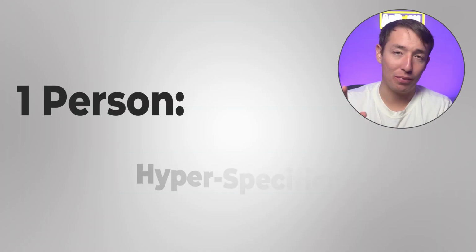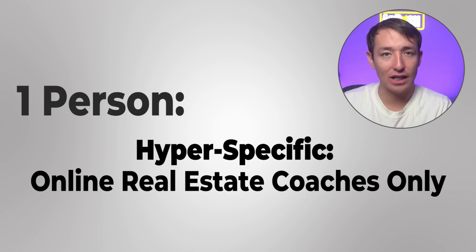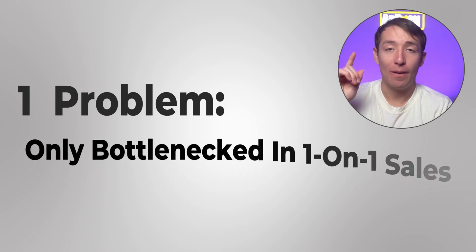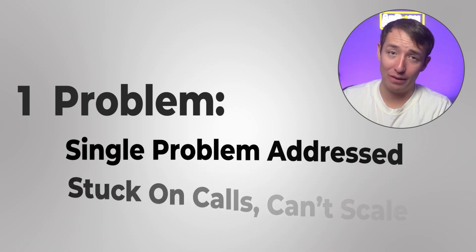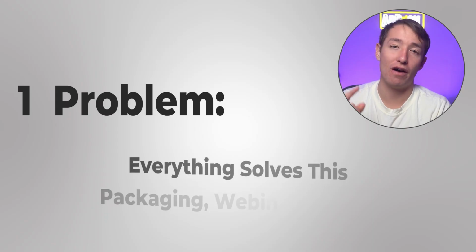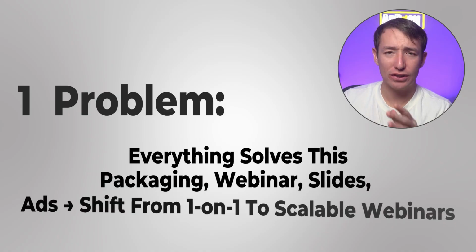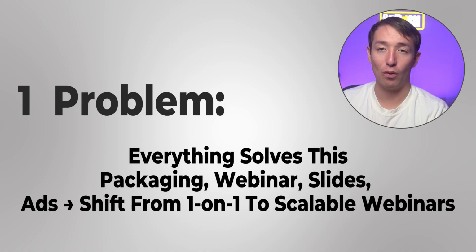This ad is a one person, one problem because the one person is a hyper-specific target, which is online real estate coaches, not just real estate professionals, but specifically online real estate coaches. And the one problem focuses only on being the bottleneck doing one-on-one sales, right? The entire ad addresses the single problem. They're stuck doing one-on-one sales calls and can't scale. Everything mentioned, your offer packaging, your webinar setup, your slide deck, your ads, is about solving this one core problem, moving from time-intensive one-on-one sales to scalable webinar sales.